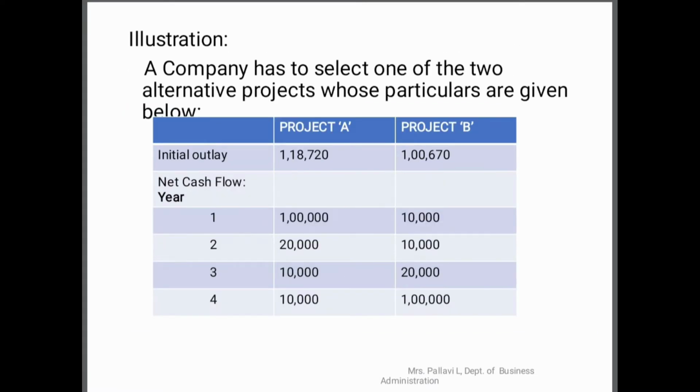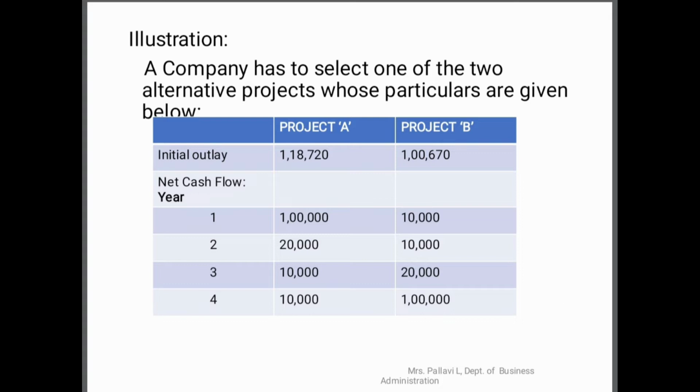Guys, now let's look at the first problem of IRR. Usually what happens in IRR, you will have two different discount factors. You have to multiply cash inflow with both the discount factors and apply the IRR formula, and you will get to know the percentage of return. Okay, now let's see this problem.